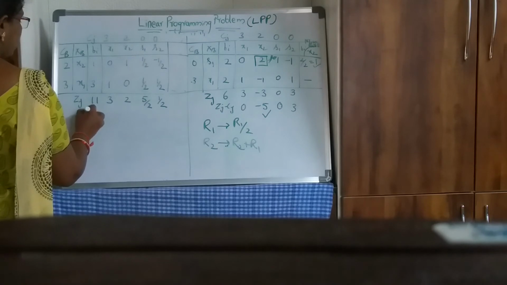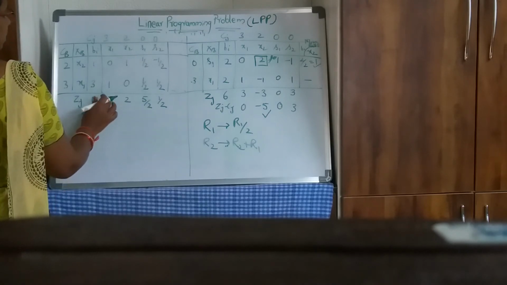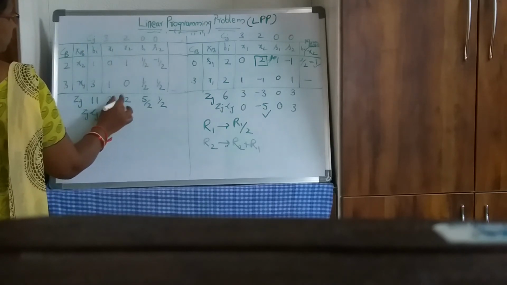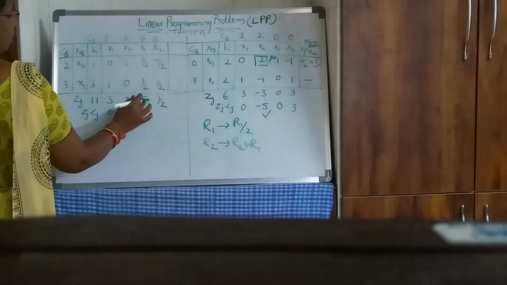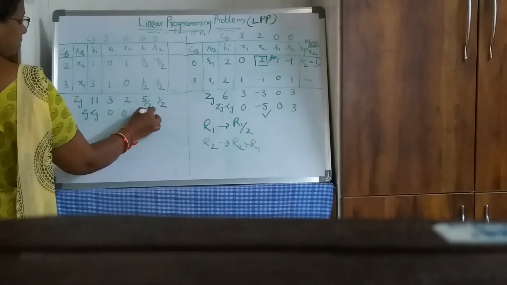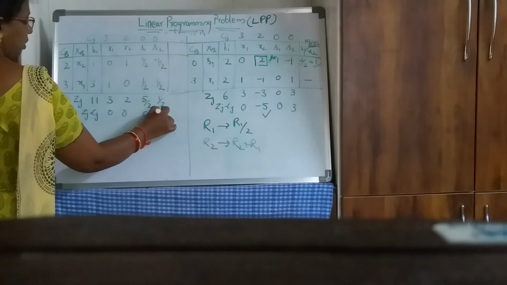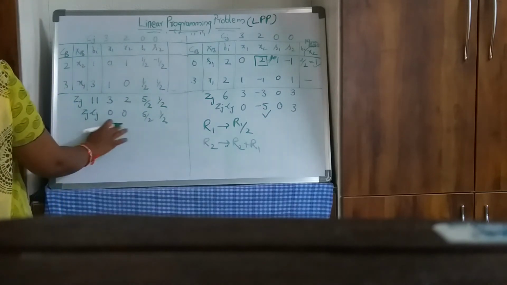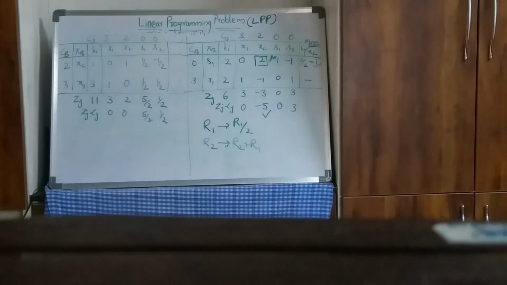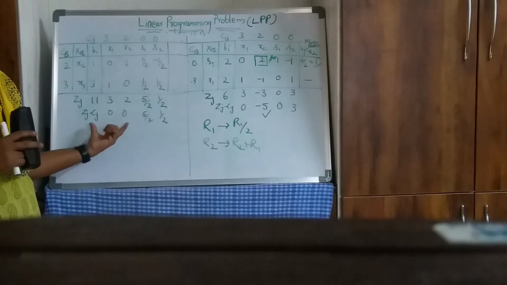Then you find Zj minus Cjs. So 3 minus 3, 0. 2 minus 2, 0. 5 by 2 minus 0, 5 by 2. 1 by 2 minus 0, 1 by 2. Now you got all Zj minus Cjs as positive. So it means you got an optimum solution.